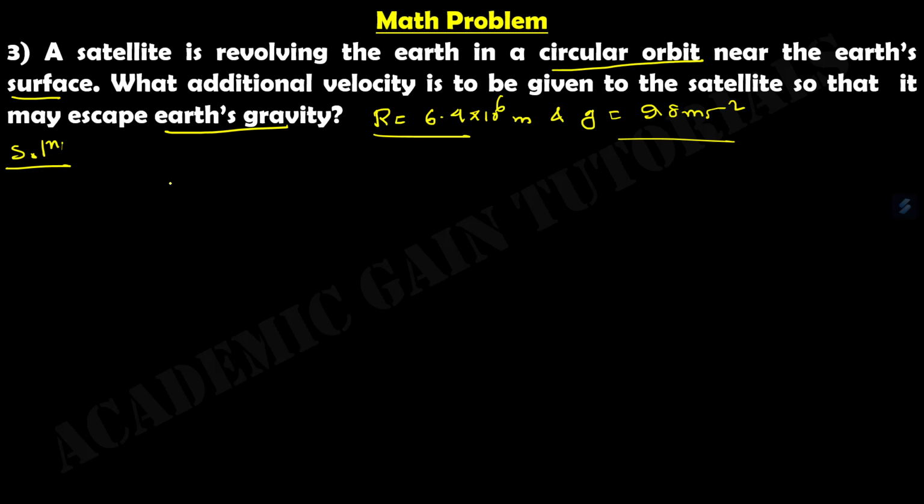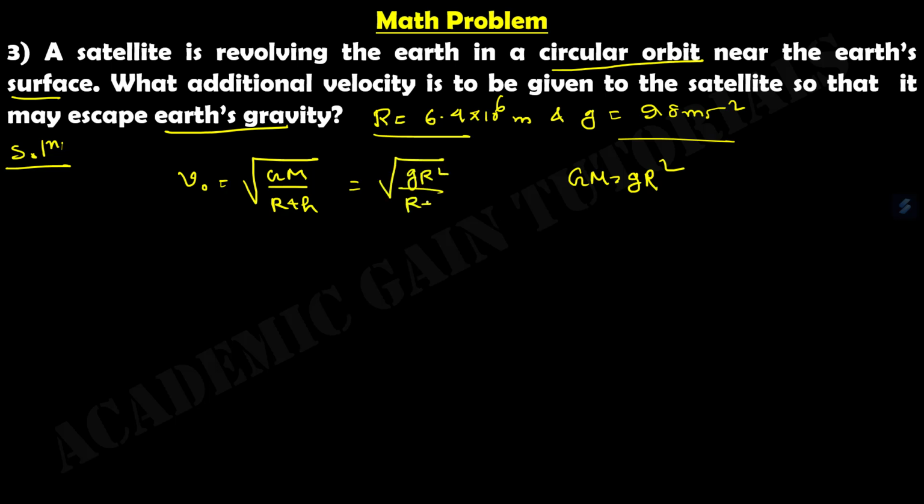for a satellite, its orbit velocity v naught is equal to root over GM by r plus h. Okay, and we also know GM equals g r square. So from that we can write this as root over g r square by r plus h.